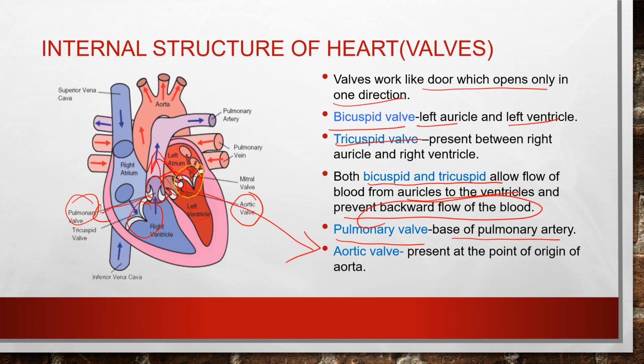So these are the four important valves present in the human heart: bicuspid, tricuspid, pulmonary and aortic. The pulmonary valve at the base of the pulmonary artery helps the blood to pass from the right ventricle to the pulmonary artery, and the aortic valve present at the point of origin of the aorta allows the blood to flow from the left ventricle to the aorta. Now, is it clear to all of you? So these are all regarding the valves and the chambers of the heart. Now we will move on to the next part.